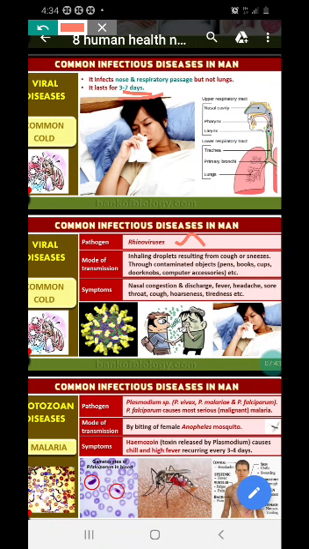And what is the mode of transmission now? Again, by inhaling droplets resulting from cough or sneeze, or through contaminated objects: pen, book, cup, or any other items used by the persons. And what are the symptoms of this one? Symptoms of common cold: nasal congestion, which is blockage of the nose, and also discharge from the nose, fever, headache, sore throat, cough, tiredness, etc. Right.